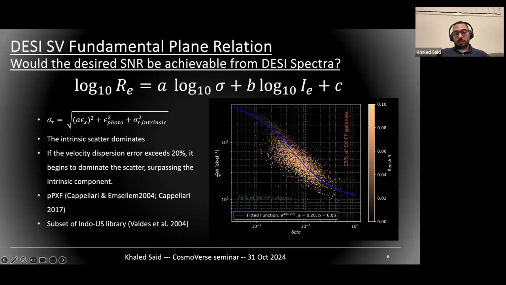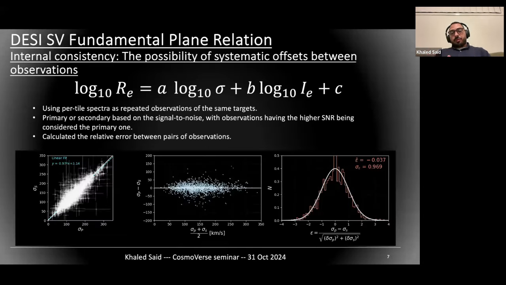On the y-axis here, we have the signal to noise. And as you see, you don't need a huge signal to noise to be able to do this, which is actually great. So at least 75% of our sample have an error of 10%. That means the error in velocity dispersion will not be a problem for the fundamental plane, or in other words, it will not take the error in the fundamental plane farther than the 20% that's already in the intrinsic scatter. That was the first question.